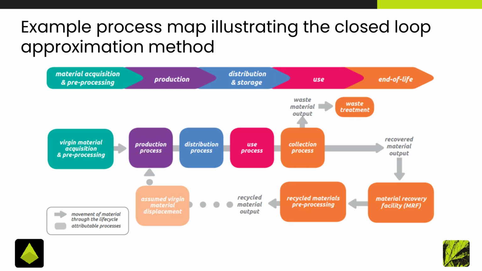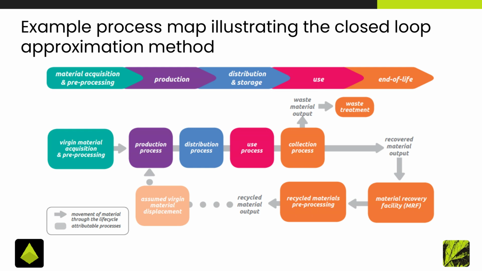Let's explore the closed-loop approximation method through this process map. We begin with virgin material acquisition and pre-processing, leading to production, distribution, and the use phase. After use, products enter the collection process where waste is sorted. In the waste treatment phase, materials are either disposed of or diverted for recycling.